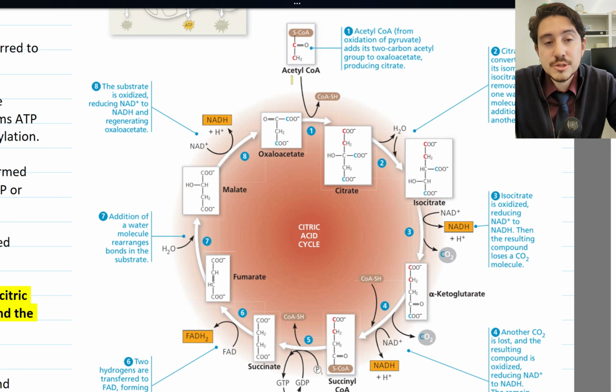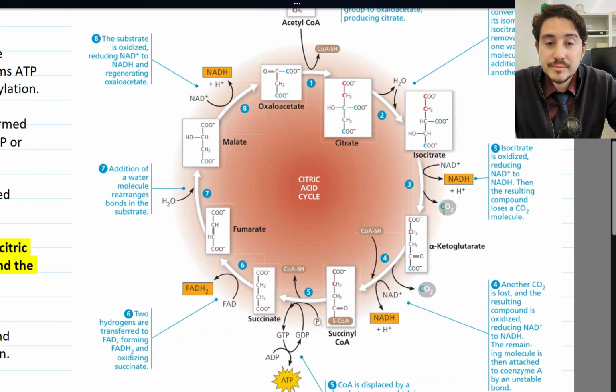Anyways, these two bind together. They release the coenzyme A, and you have the 6-carbon molecule: 1, 2, 3, 4, 5, 6. This is called citrate. During this process of the citric acid cycle, water is released. It's converted into an isomer here. Water is also added just to restructure the molecule. So you have isocitrate.